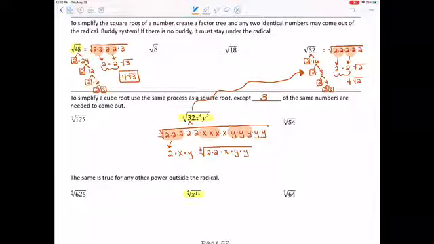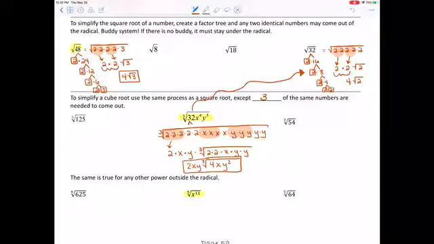Now we get to simplify and make it look nice and pretty. So outside we get 2 times x times y, which is 2xy. And then we have the third root of 2 times 2 is 4 times x. y times y is y squared. So this would be the simplified form of that.